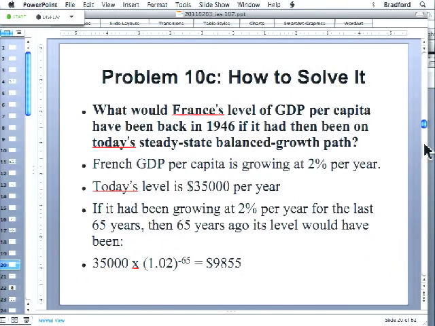And now we get part 10D. In fact, in 1946, just after World War II, France was only about 30% as prosperous. We were sending them all kinds of emergency food and other aid in the immediate aftermath of World War II. And so the question is, why was France's level of GDP per capita back in 1946 so very low?